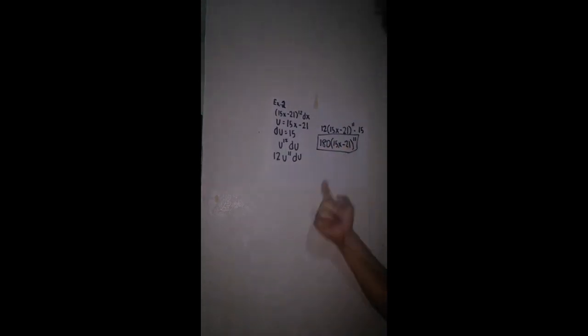And then we're gonna substitute the value of u and du. So 12 times (15x minus 21) raised to 11 times 15. So 12 times 15 is equal to 180, times (15x minus 21) raised to 11. So in number 2, we get the answer of 180 times (15x minus 21) raised to 11.